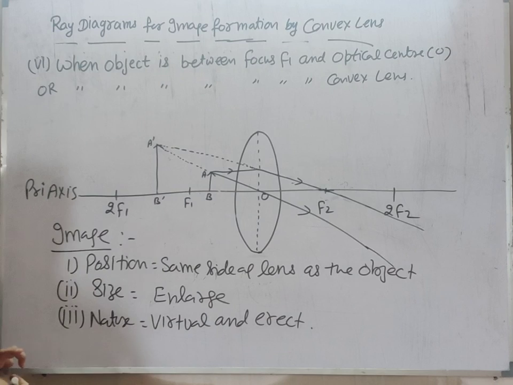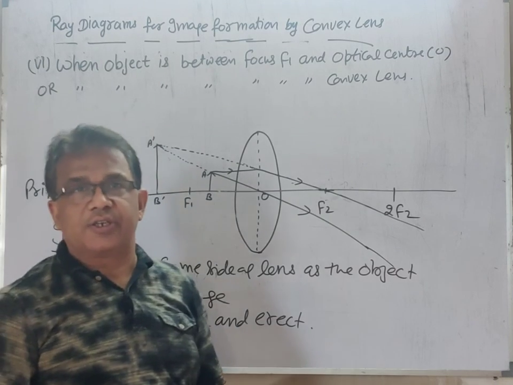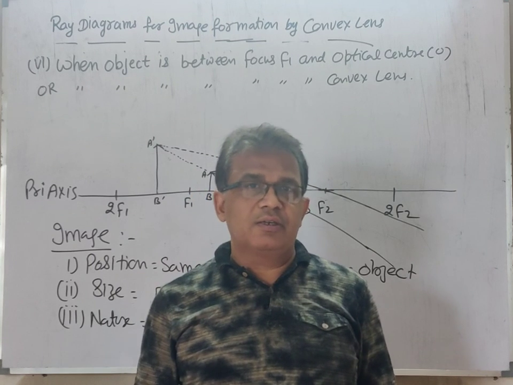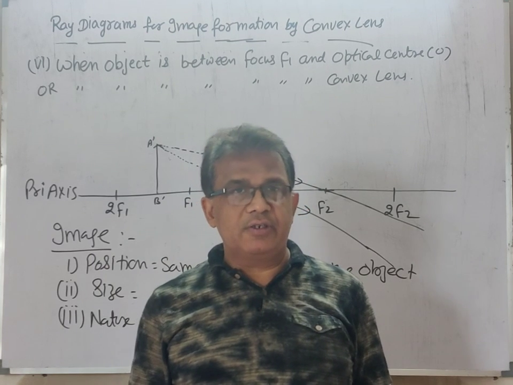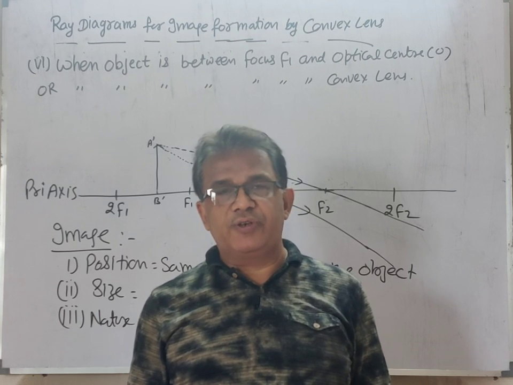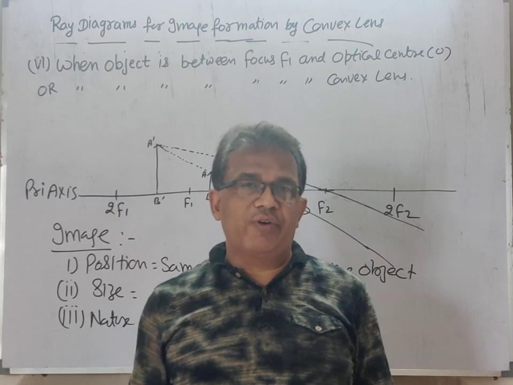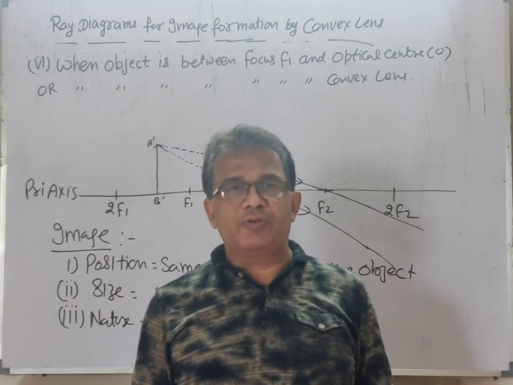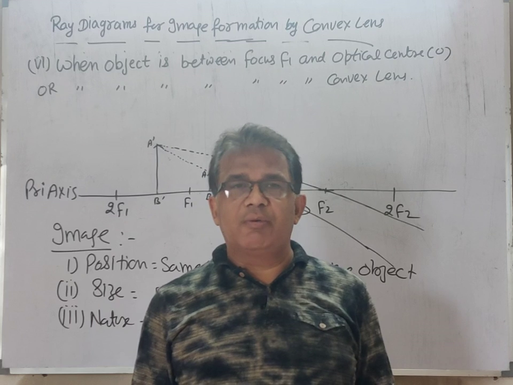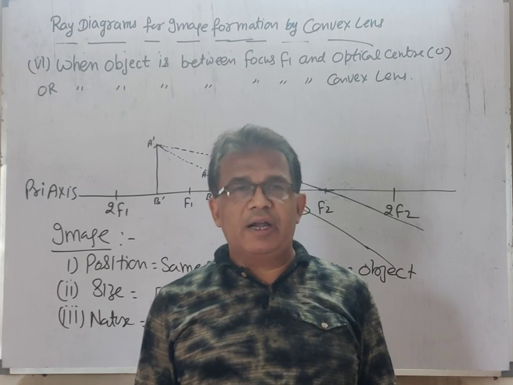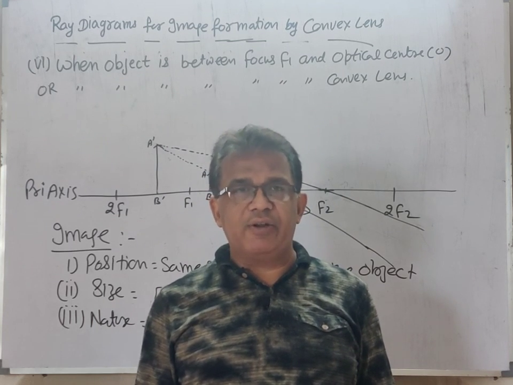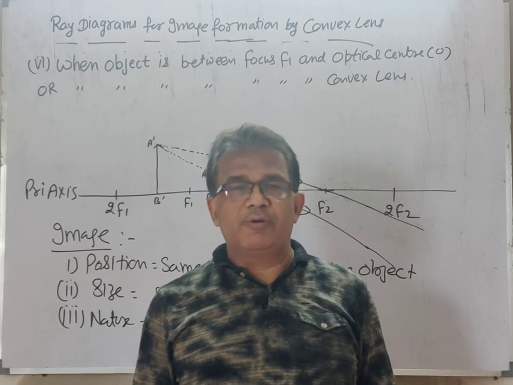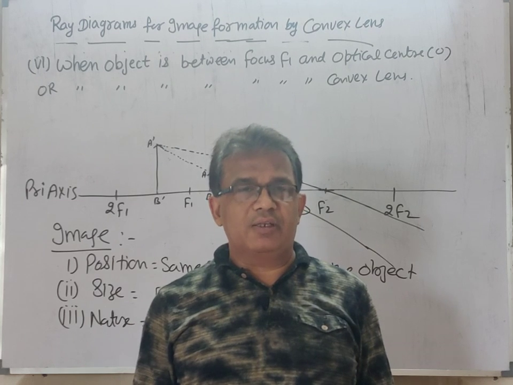So thus we have studied all six ray diagrams formed by a convex lens: number 1, when the object is at infinity; number 2, between infinity and 2f1; number 3, at 2f1; number 4, between 2f1 and f1; number 5, at f1; and number 6, between focus f1 and the convex lens. In the next class, we shall study image formation by a concave lens. Thank you.